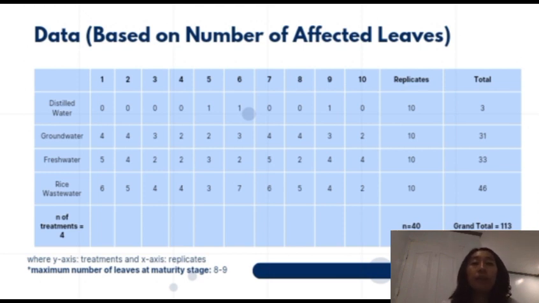And then if we sum it all up per treatment, we have, for distilled water, 3; for groundwater, 31; for fresh water, 33; and for rice wastewater, 46. I stated there that the maximum number of leaves of mustard at maturity stage is 8 to 9. So, no treatment produced a number of leaves that reached 8 or 9. We can see that the highest is 7. If you saw a 10 there, that would be questionable.